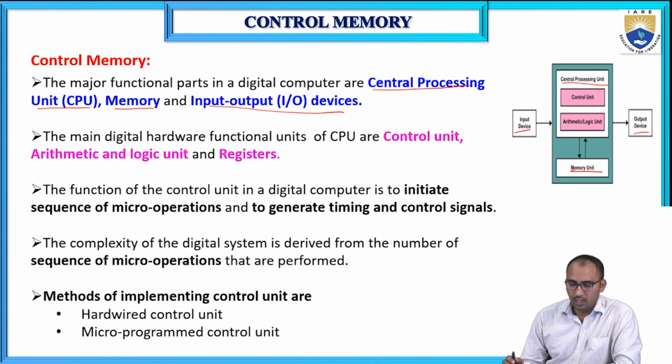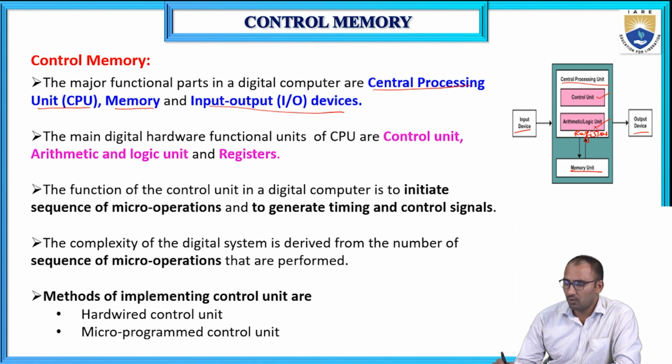If you consider a central processing unit, CPU, again it consists of three parts: the control unit, the ALU, arithmetic and logic unit, and the third one is some registers. Inside, some registers are available. These are the three important components or parts of the CPU. First one is a control unit, second one arithmetic and logic unit, and third one is the registers.